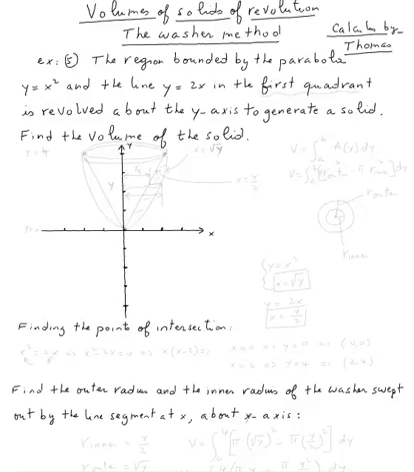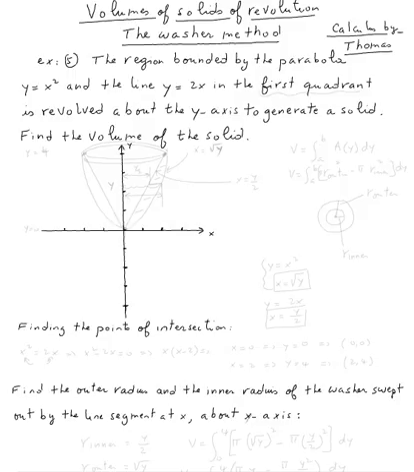The topic here is volumes of solids of revolution, and we're going to use the washer method. So let's do example 5. The region bounded by the parabola y equals x squared and the line y equals 2x in the first quadrant is revolved about the y-axis to generate a solid.